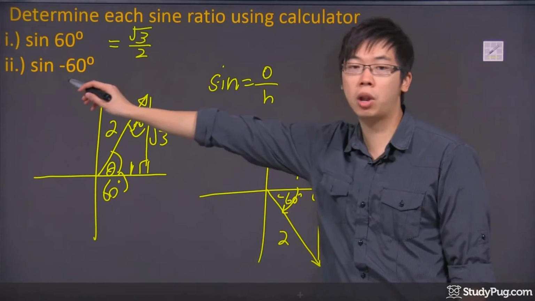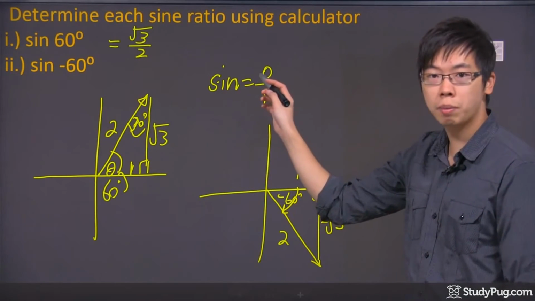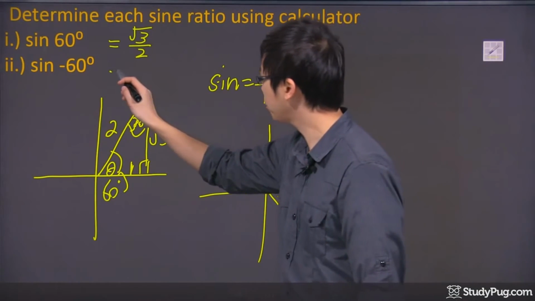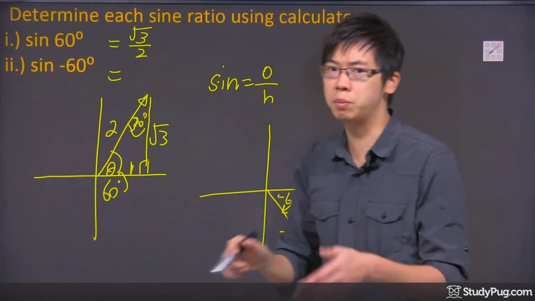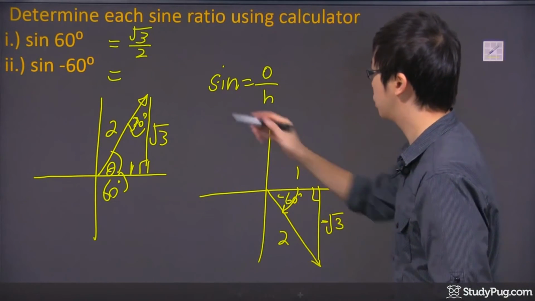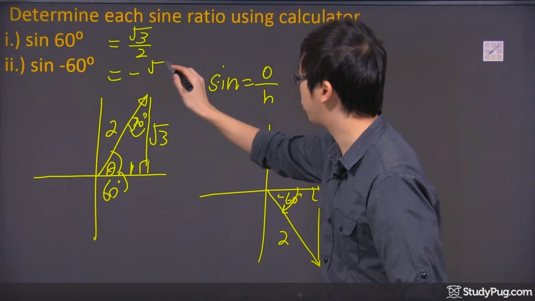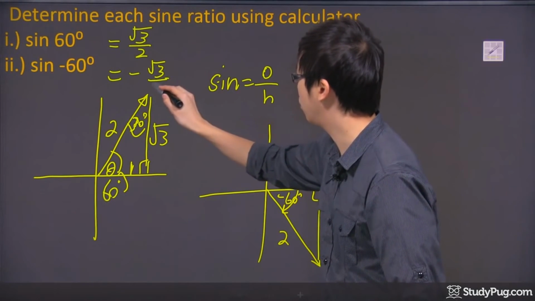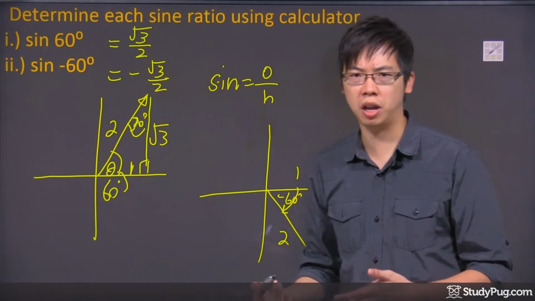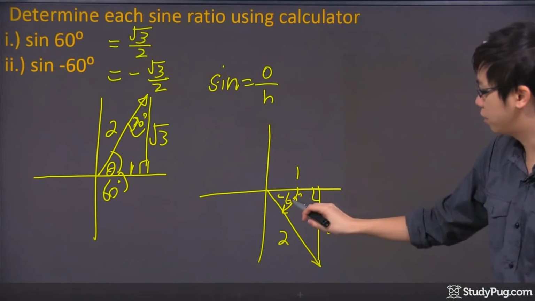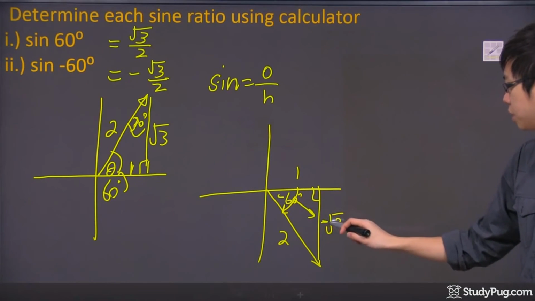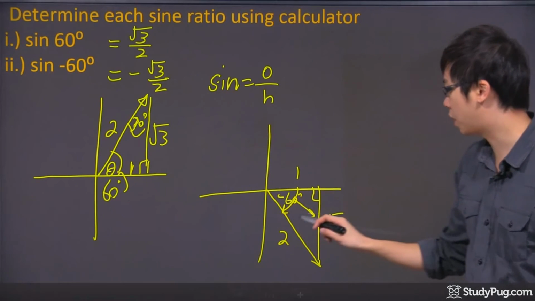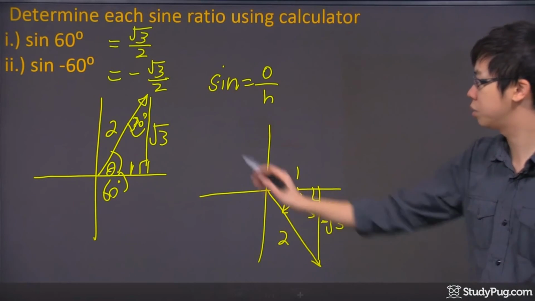If you apply the sine, which is still opposite over hypotenuse, your answer for this one, even if you type it in a calculator, you're going to get the same answer. It's going to give you negative root 3 over 2, like negative 0.886, something like that. Because from this angle, the opposite is negative root 3. That's why I get a negative sign, over the hypotenuse, which is a 2.